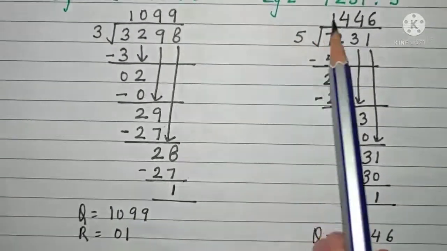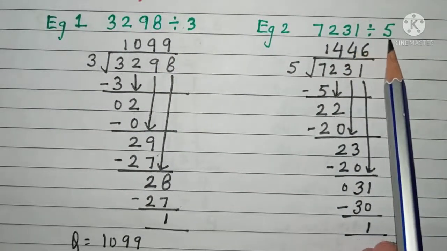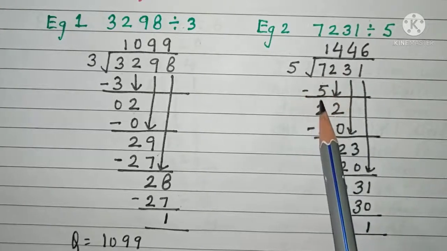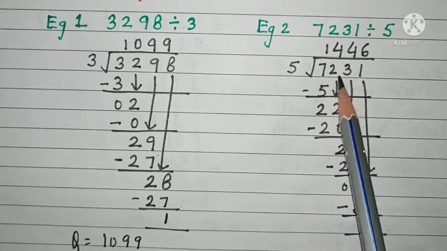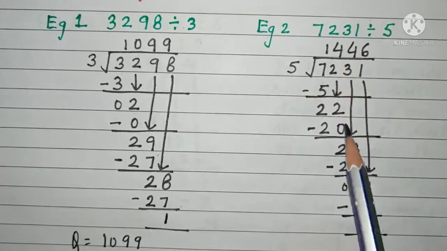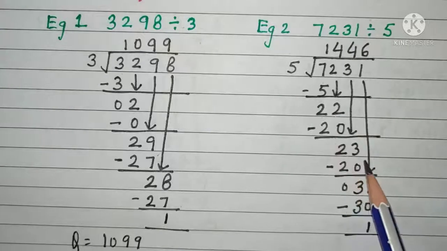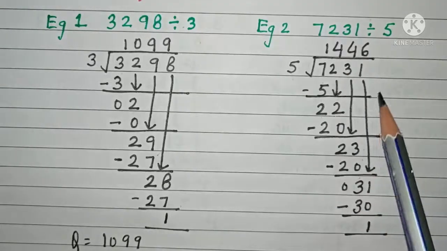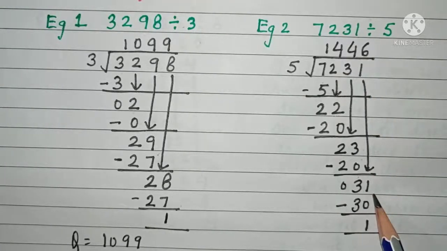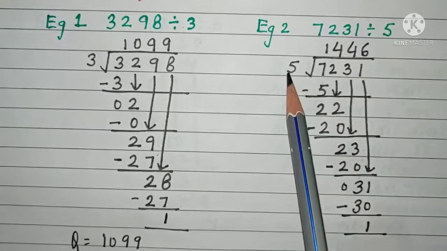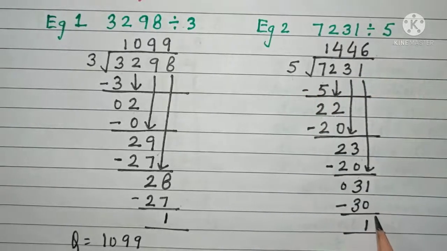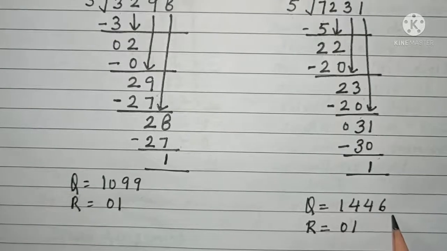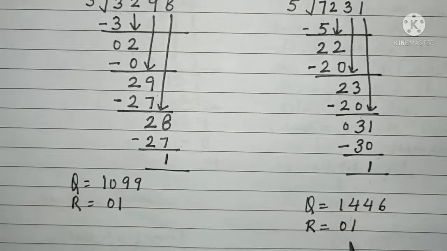Now example 2. 7231 is to be divided by 5. So while solving the thousands place first, 5 ones are 5. 7 minus 5 is 2. Putting 2 down, 22. 5 fours are 20. 2 minus 0 is 2, 23. 5 fours are 20. Then again 3 minus 0 is 3. Putting the ones place down, which is making the number as 31. We will look for 31 in the table of 5. 5 sixes are 30 and the remainder is 1. So here the quotient is 1446 and the remainder is 1.